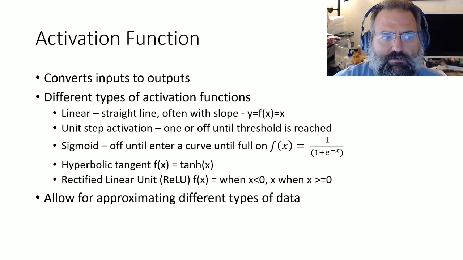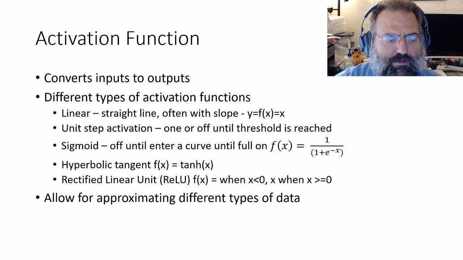Activation function is simply converting inputs to outputs with a conditionality. There are multiple types. So here I've listed, I guess, 5. Linear, basically a straight line, sometimes with a slope. A unit step, it's either on or off. Basically, it's off until you hit some threshold, and then it turns on, or vice versa. Sigmoid, it's basically kind of similar concept except in steps, right? And then there's your hyperbolic tangent and a rectified linear unit.